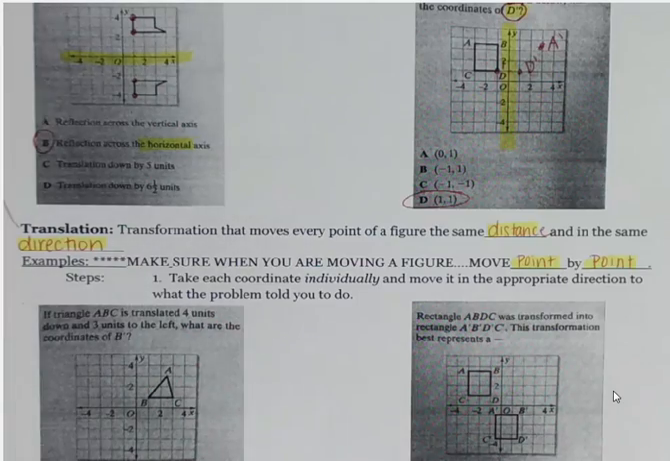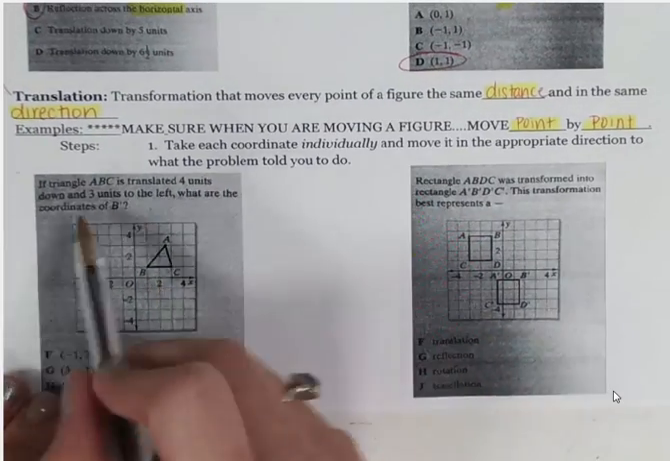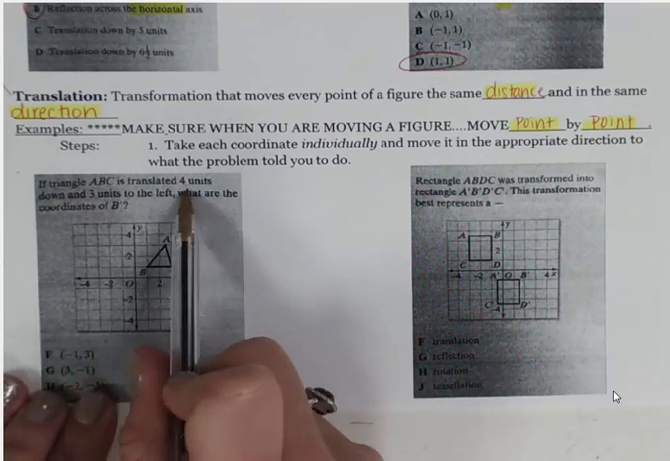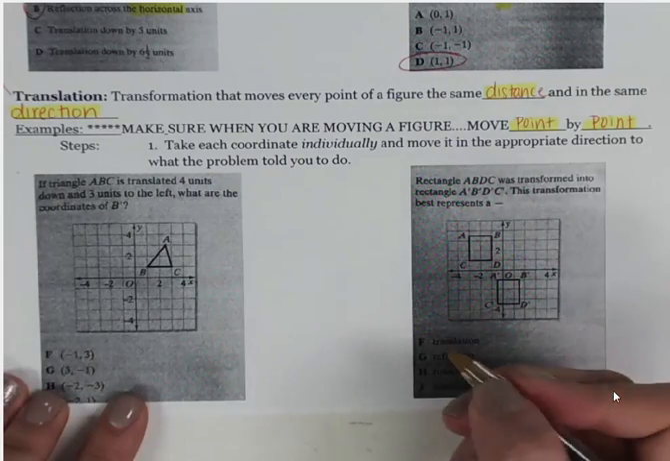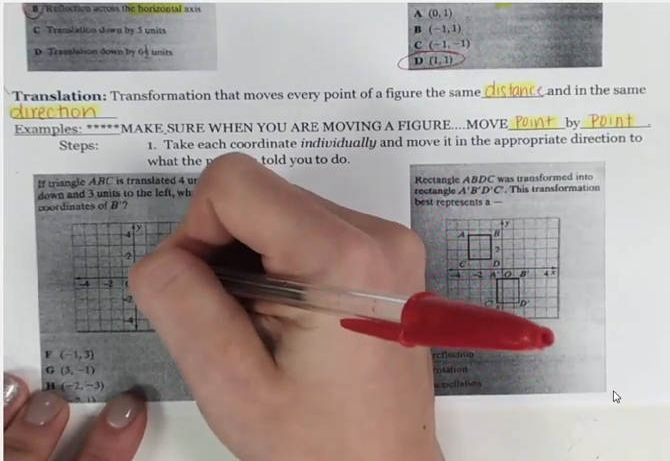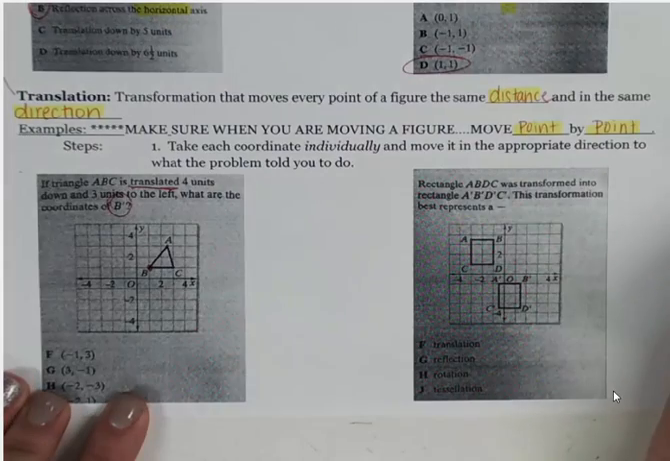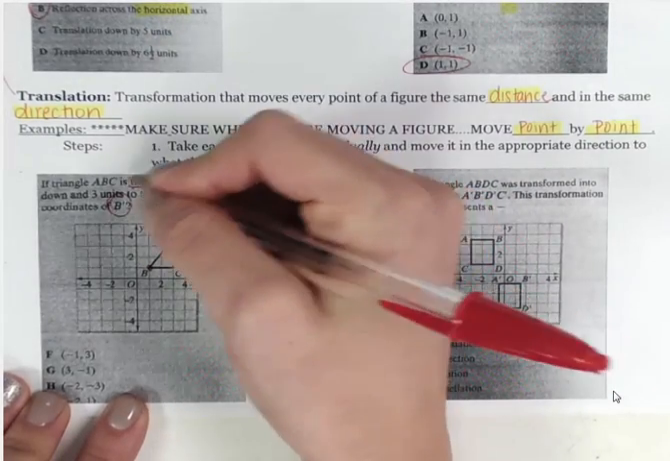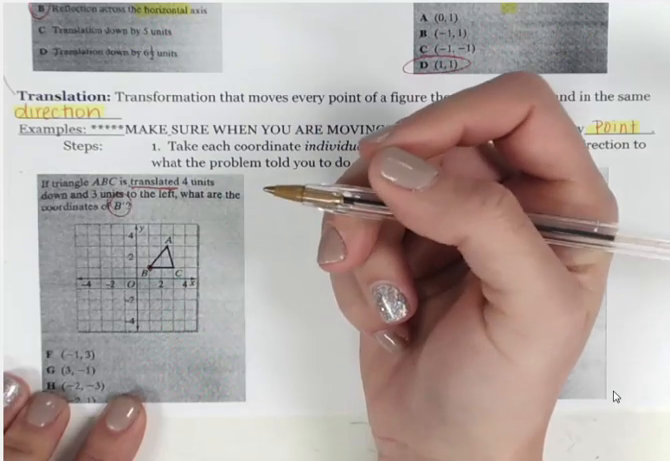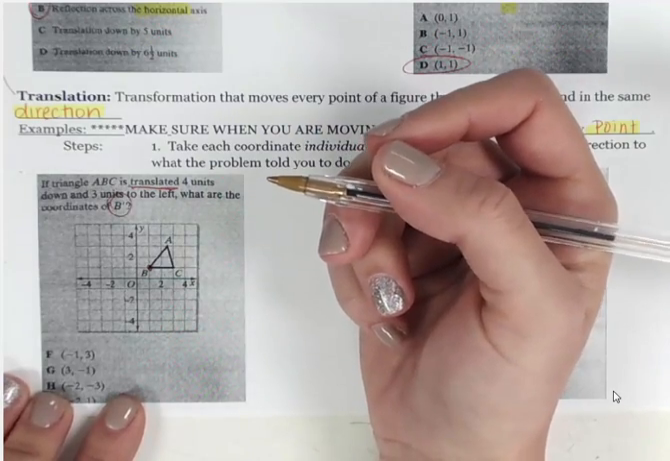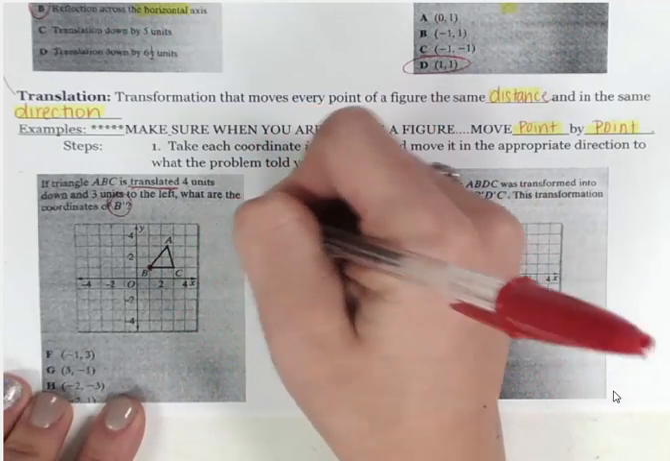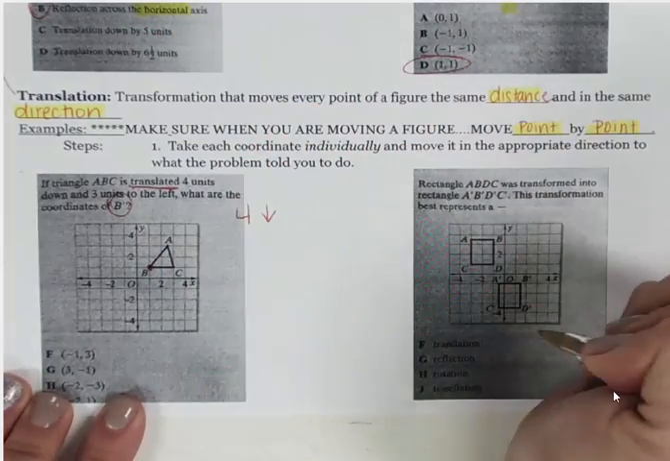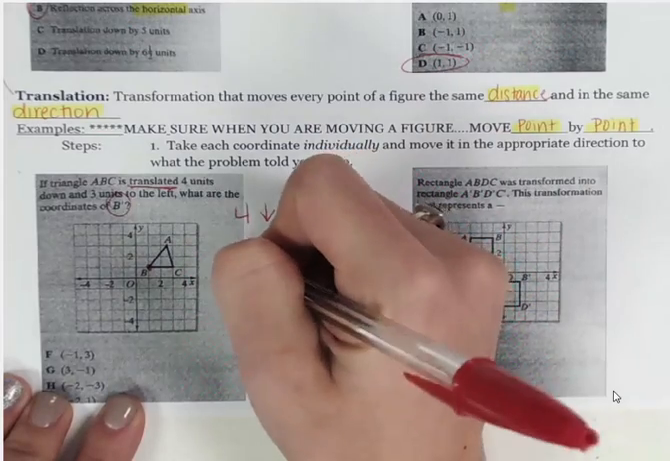Alright, so this example says if triangle ABC is translated 4 units down and 3 units to the left, what are the coordinates of B prime? So if I'm talking about B prime, and I know it's translated, always look for what it is being called. Is it reflected or is it translated? Because they're two different things. So for B prime, I need to go 4 units down. I'm going to draw myself a little map over here. And then 3 units to the left.